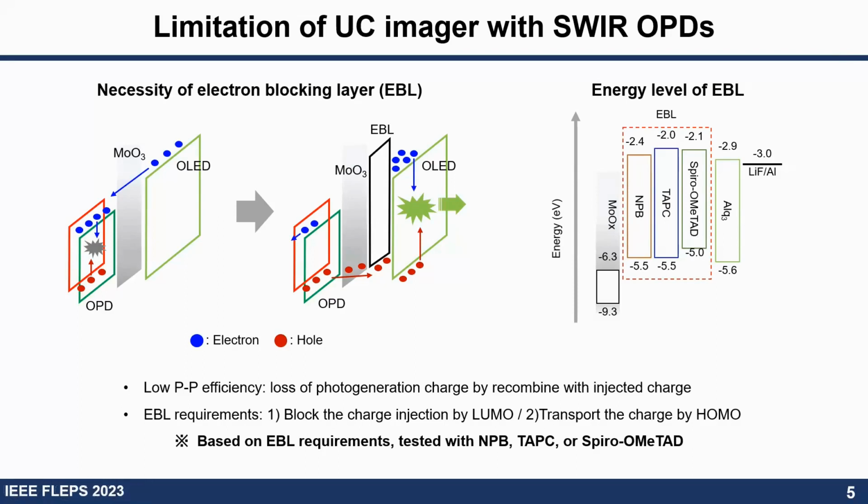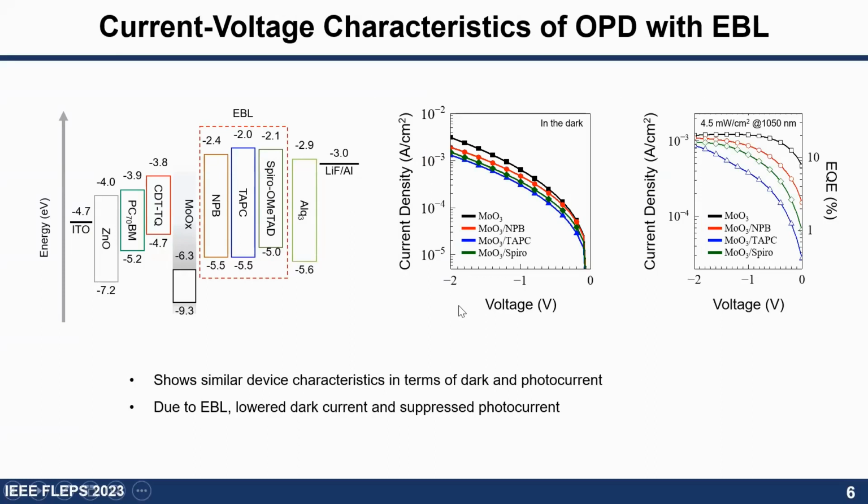Each electron blocking layer was tested in SWIR organic photodetectors. The first result shows the current-voltage characteristic in terms of dark current and photocurrent. The black line shows the characteristic of the device without electron blocking layer, and the various colored lines represent the devices with electron blocking layers in both plots.